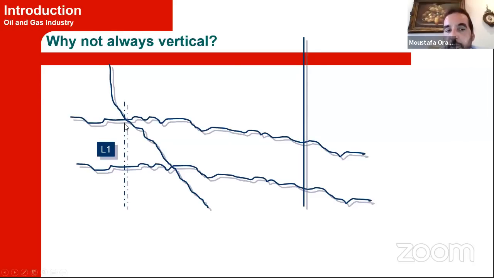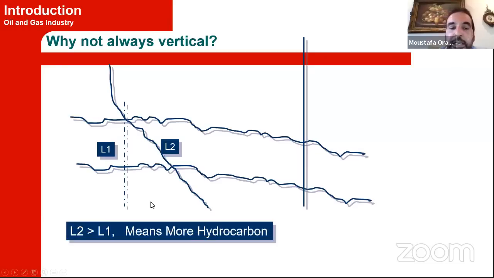So actually, if you are in a vertical well, here is the thickness that you actually exposed into your reservoir. Here is the deviated well. Here is the L2 from the simple trigonometry. What you will see, L2 is bigger than L1. So L2 is higher than L1. It means you are actually exposed to more length in your reservoir. And that's needed. You need to have more length in the reservoir for more production.